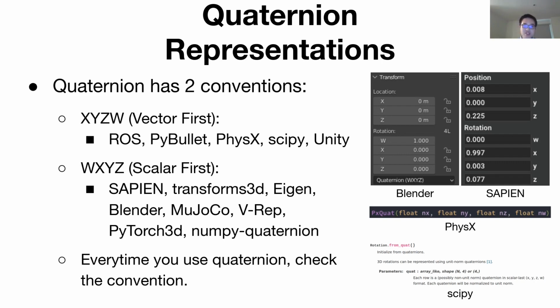Since those 2 representations would represent different quaternions with the same 4 numbers, every time you use a quaternion, you should probably check the convention assumed in this library.